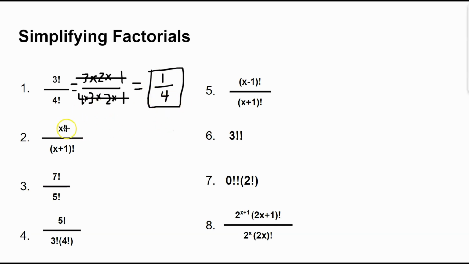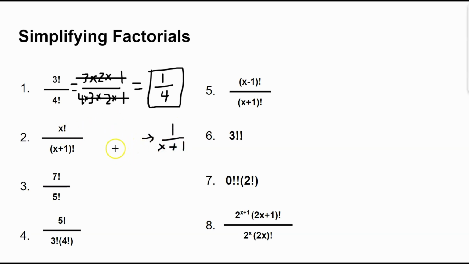Now in number 2, this time we're dealing with variables. But notice the concept is still the same. We have a factorial value in the numerator and then 1 greater than that value for the denominator, just like with number 1. So let's look at this closer. We have x factorial over x plus 1 factorial. When the denominator is the numerator plus 1, we see that the final answer is equal to 1 over the numerator plus 1. So the final answer for this would be 1 over x plus 1. But how can we prove that?